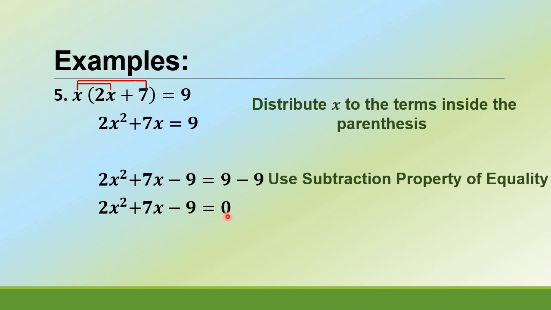So, we can now easily identify the values of A, B, and C. Again, tulad na sinabi ko kanina, consider yung sign sa tabi ng given nating term. Okay? So, ano value ng A natin dito? So, A becomes equal to 2, B is equal to 7, and C is equal to negative 9.